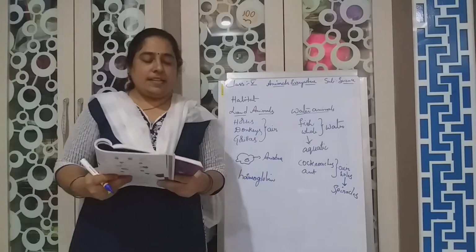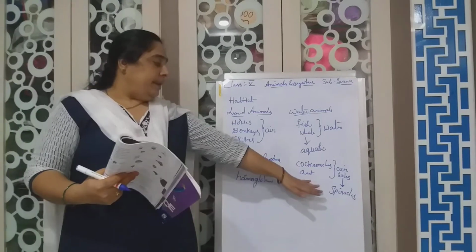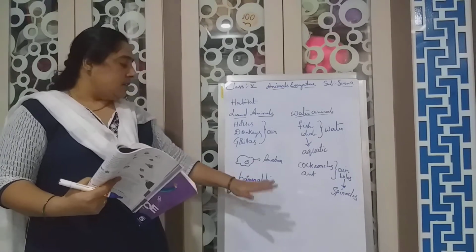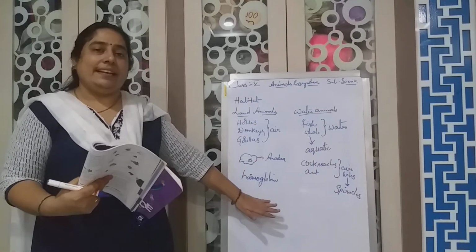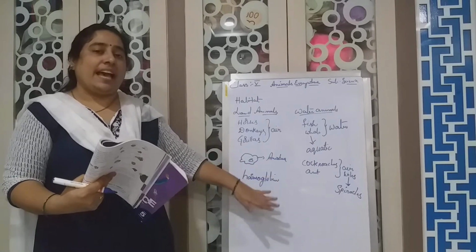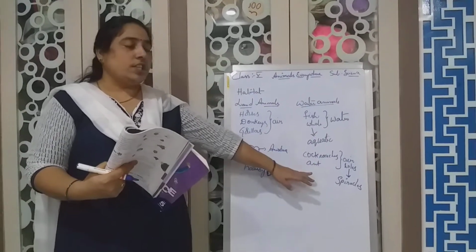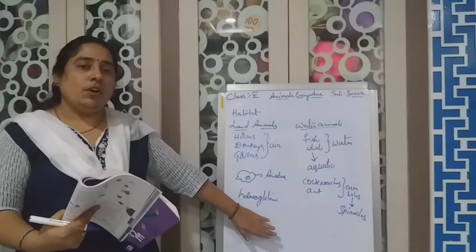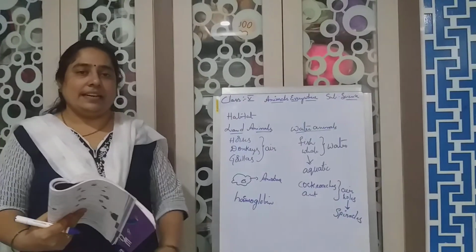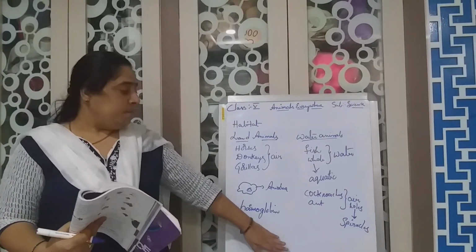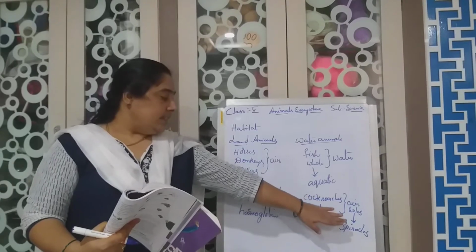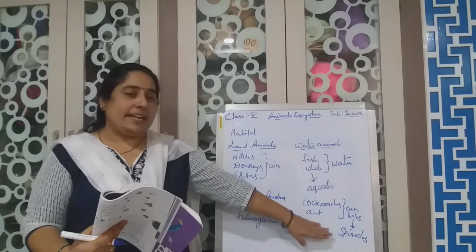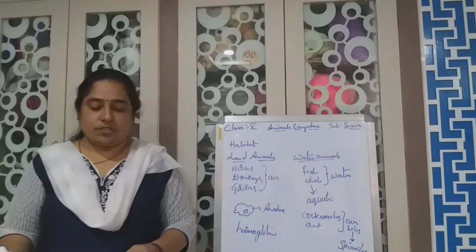That is why their blood is not red in color. The blood of cockroaches or ants is not red in color. Why? Because oxygen is not carried by hemoglobin in cockroaches or ants. The hemoglobin substance is not there in the blood of cockroaches or ants, so the blood is not red in color.